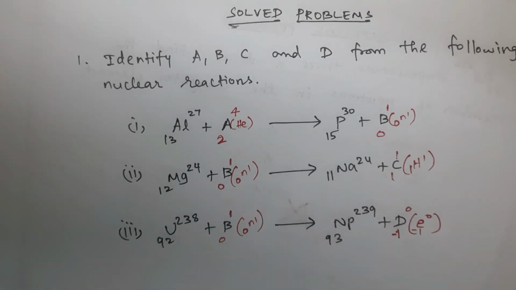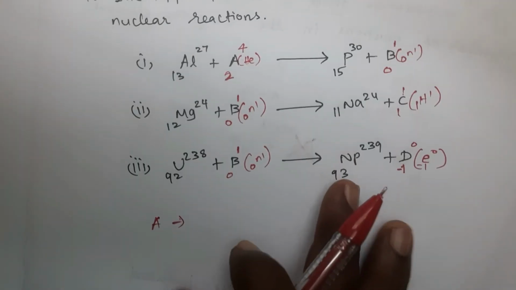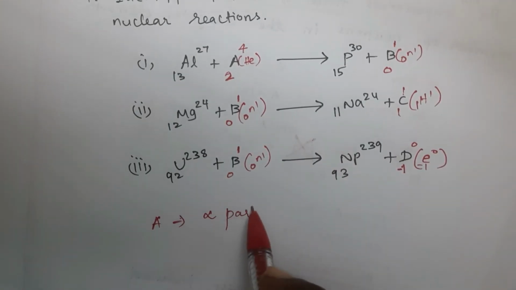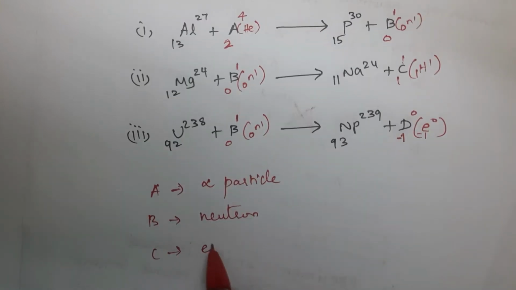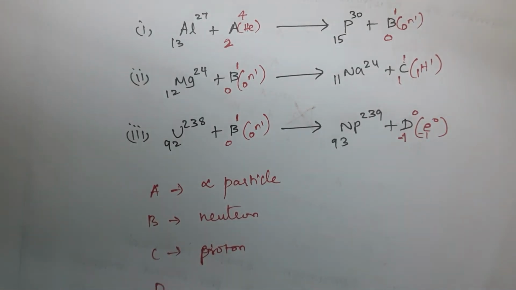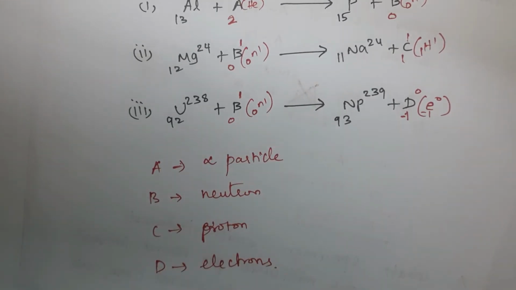So from these reactions, A and all represents alpha particle. Then B and all represents neutron. Then C and all represents proton. This is 1H1. Then D and all represents electrons. This is the answer for the first one.